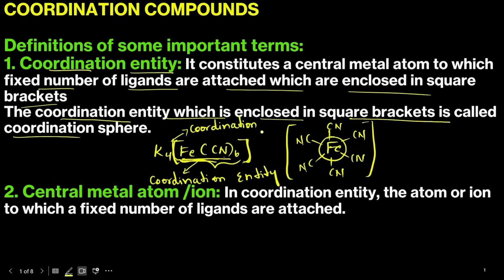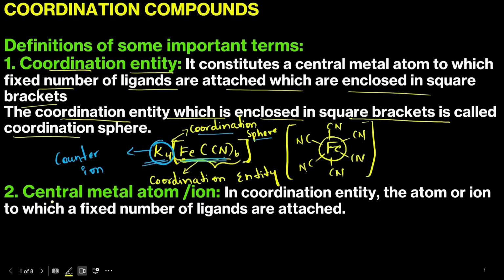Coordination sphere. Okay, the ion which is outside the coordination sphere is called the counter ion. The central metal atom which is attached to a fixed number of ligands, which are enclosed in the square bracket, is called the coordination entity. The coordination entity which is enclosed in square brackets is called the coordination sphere, and the ion which is outside the coordination sphere is called the counter ion.